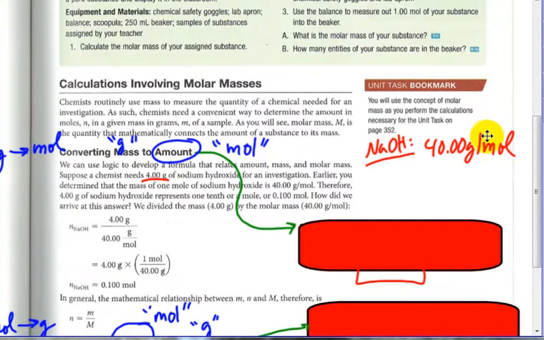This is the second part of the 6.4 booklet looking at molar masses, and with the second part we're going to look at calculations involving molar masses. To do that, we're going to look at converting mass to amount, and of course in this booklet amount refers to moles. So we're going from grams to moles.